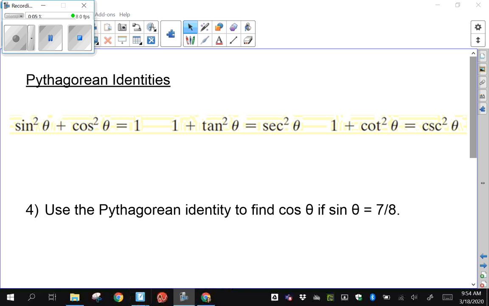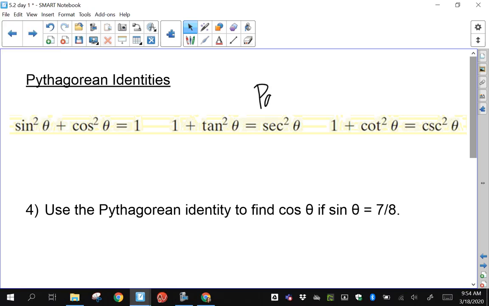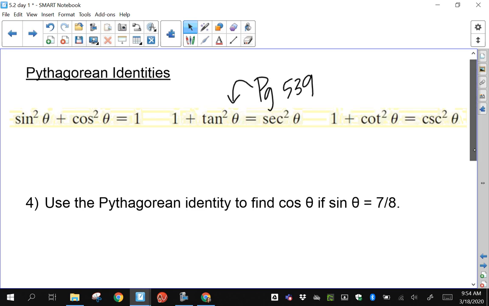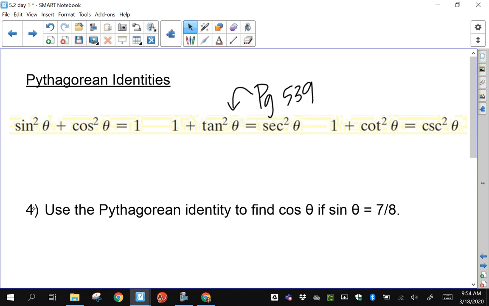All right, here we go. By the way, these identities are in our textbook on page 539. Again, it's a simple Google search, you'll get them too. So here are some examples. I stole these from my slides from our 5-2 lesson that we didn't get quite all the way through. So we'll call that example 1.